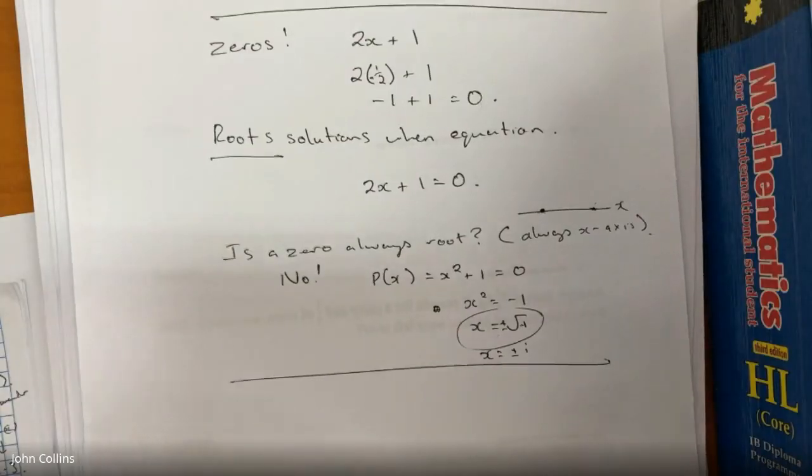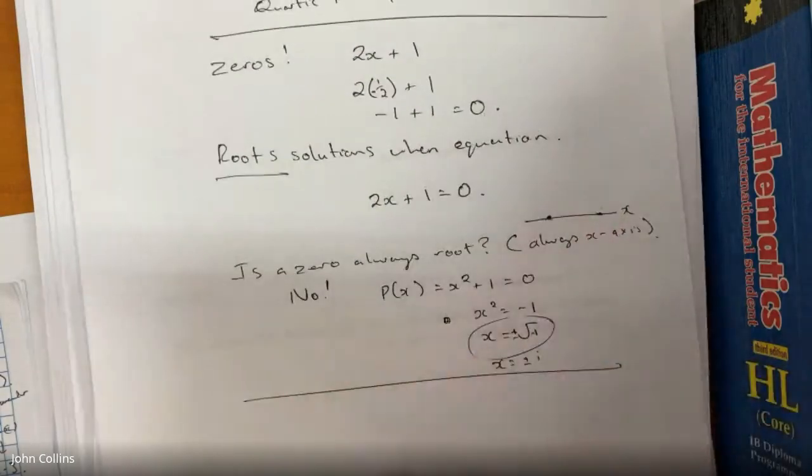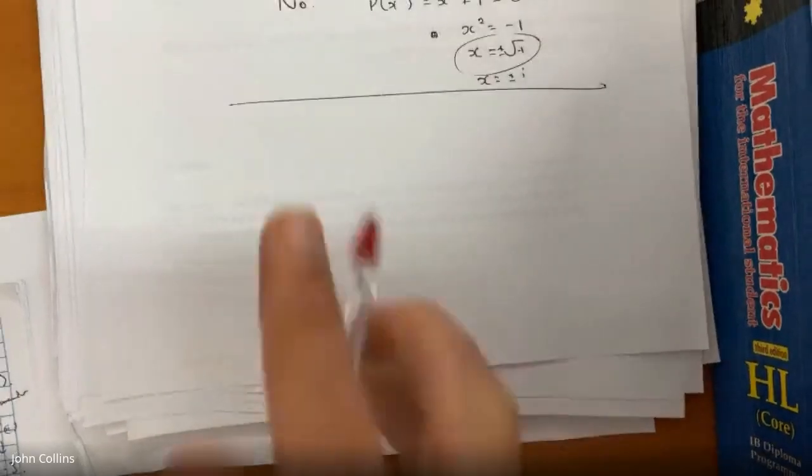Oh, so it's not a root if it has an answer of i? It's a complex root, but it's not a root on the x-axis. It's not an x-intercept, no. Oh, yeah, because it's an imaginary number. Yeah, complex, yeah. Okay. All right.